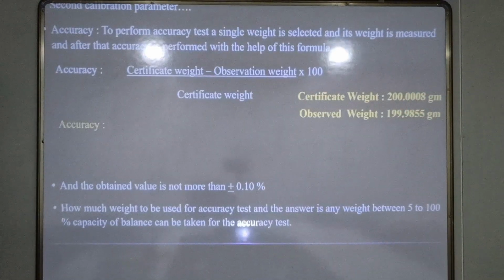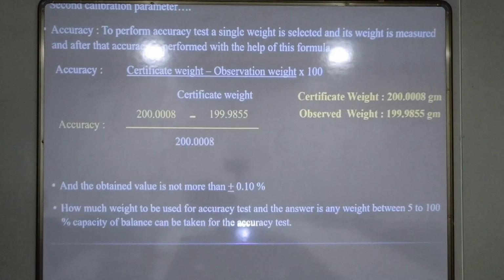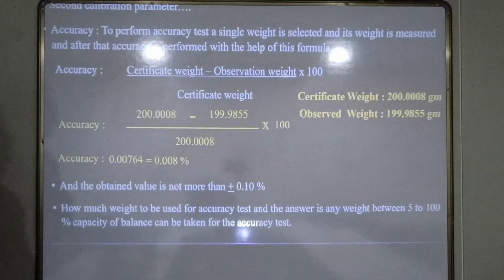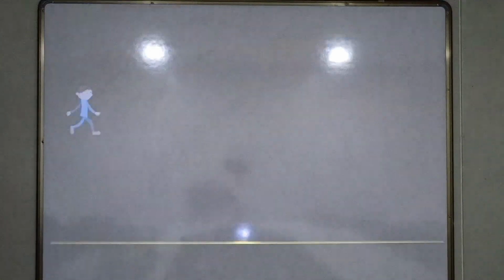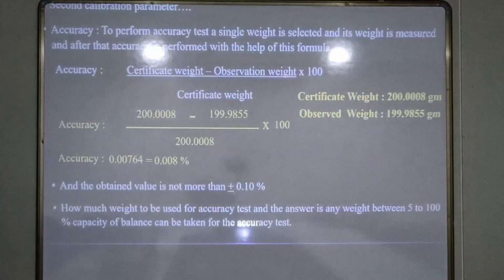So accuracy equals 200.0008 minus 199.9855, divided by 200.0008, into 100. The obtained value of accuracy is 0.00764. Here we have rounded it up, so it is 0.008%. And the limit and criteria of the accuracy is not more than 0.10%.